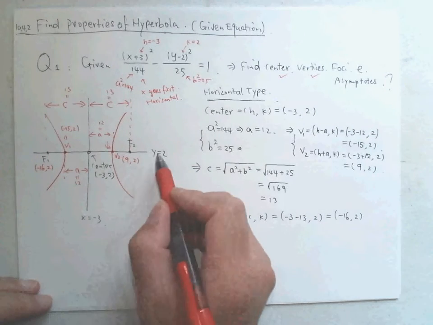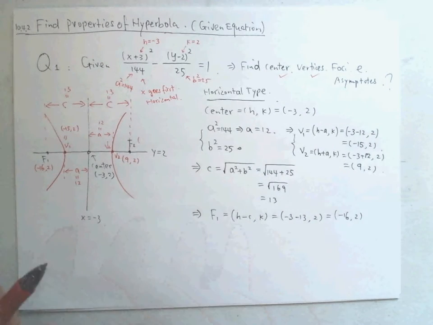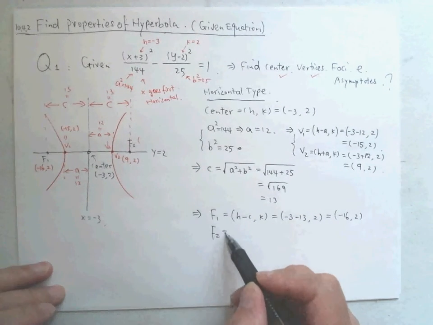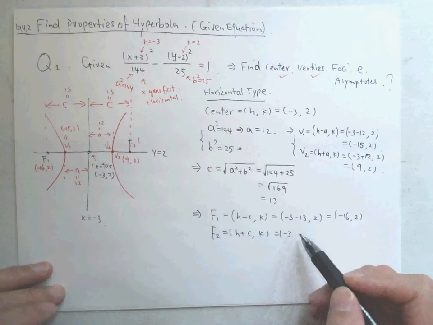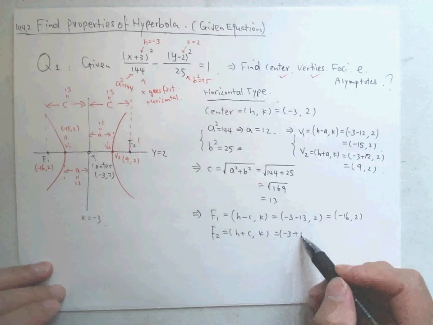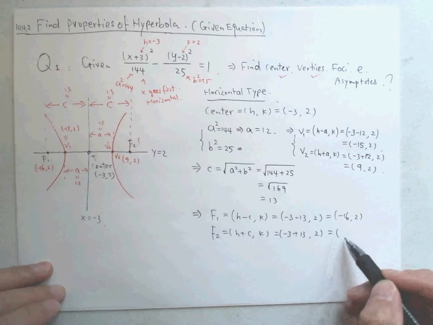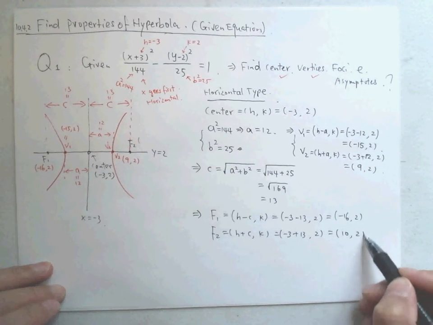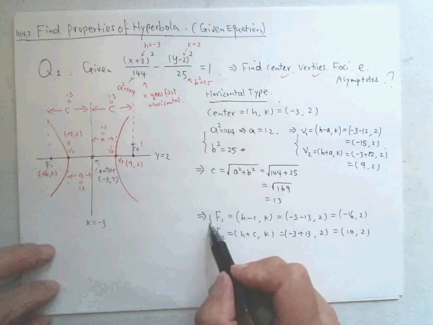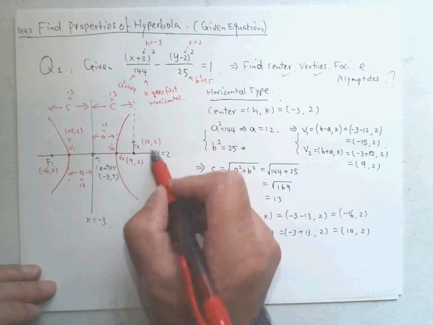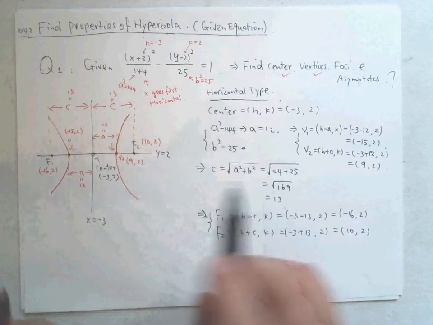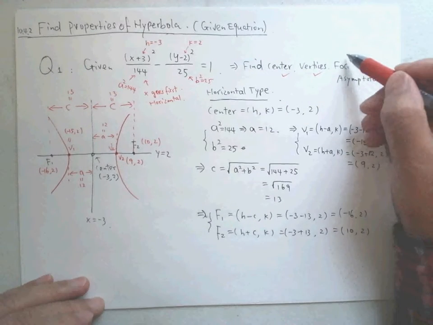Of course, from the graph it's easy. So what is F2? The same: F2 equals H plus C, K. Negative 3 plus 13, 2 equals 10, 2. We find these two foci, negative 16, 2 and 10, 2. So we finish the foci.